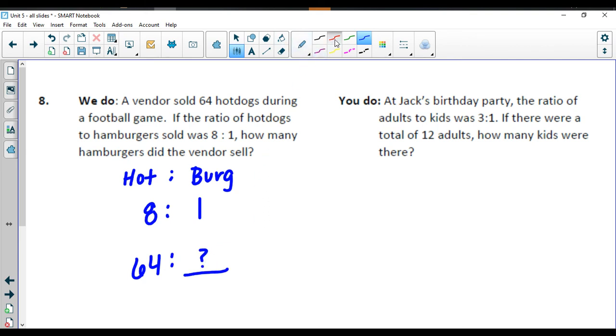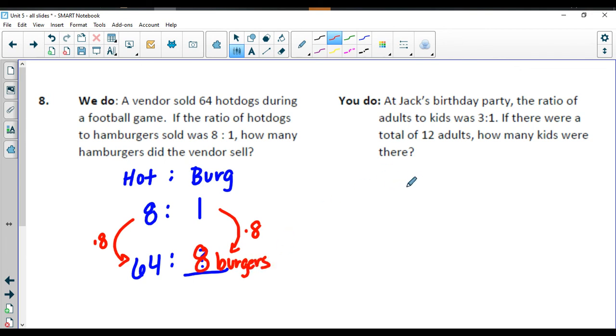If you remember just before, we were trying to use that x to figure out how many we're multiplying by to actually get here. Because we're working with ratios and ratios are fractions, we're only multiplying and dividing. So 8 times what is going to get us up to 64? Well, that's times 8. So I'm going to go ahead and have to do the same thing to the other side of the ratio. So that tells me that there were 8 burgers that were sold by the vendor then.